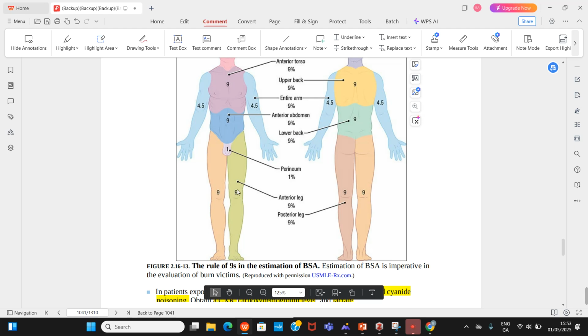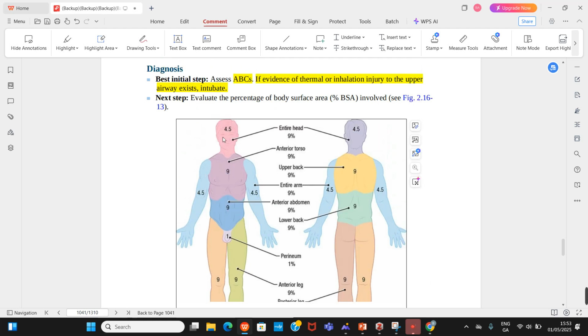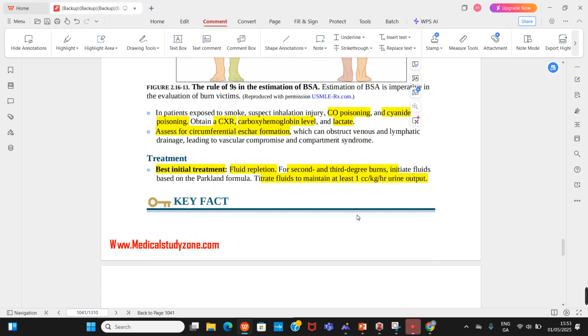So if somebody comes to us and the person is having burn injury here, just here, that is 4.5%. Burn injury affecting the head only, 4.5%. Affecting the chest only, 9%. The back, 9%. If it's affecting both the back of the chest and the back of the abdomen, 18%. So we have to have this at the back of our mind.